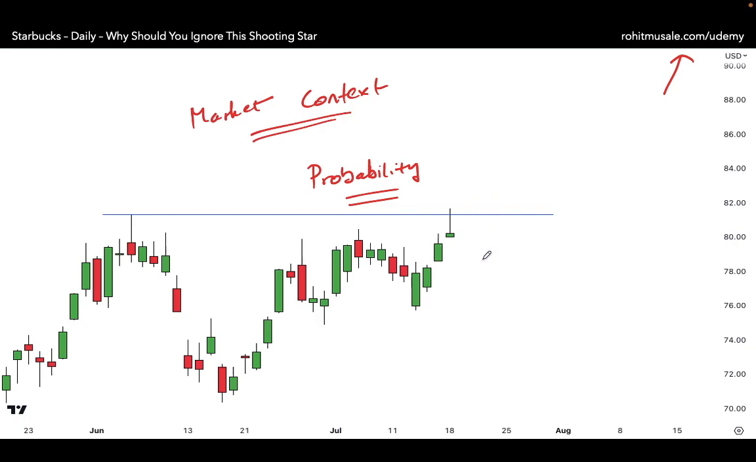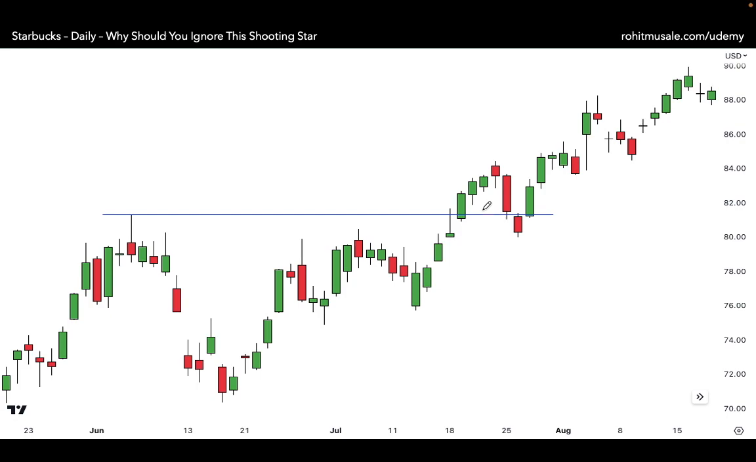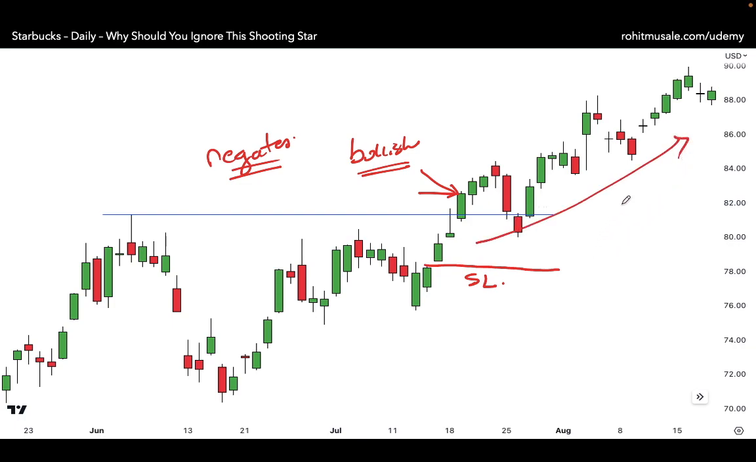So let's look at what happens next on this chart. As you can see, the next candle itself negates the bearish implication of the shooting star. The moment you see this candle, you should become bullish on this chart because it has broken a very important resistance. Okay, some aggressive traders might want to just go long here and keep their stop loss below the lower line of this window, right? Going long here, keeping the stop loss here, and then letting the market do its own thing, and then the market goes up.